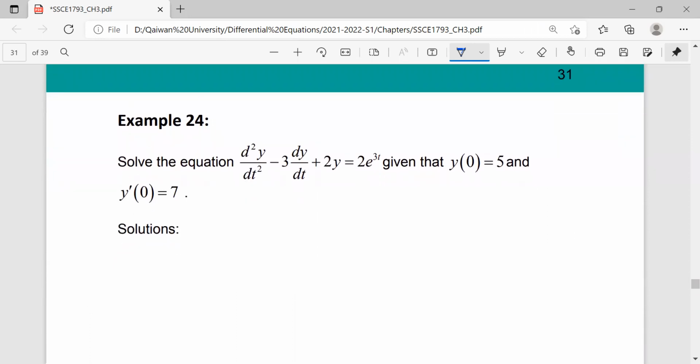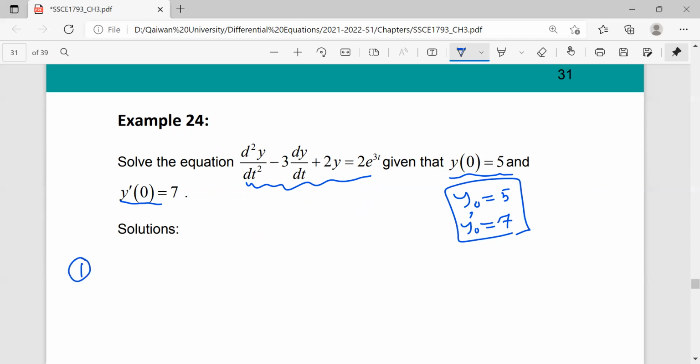We now have another example. It's a second order ordinary differential equation. We can solve any order of differential equation by using Laplace transforms. In the first example, there was a first order differential equation. We now have a second order differential equation with two conditions: y of 0 is 5 and y prime of 0 is 7.